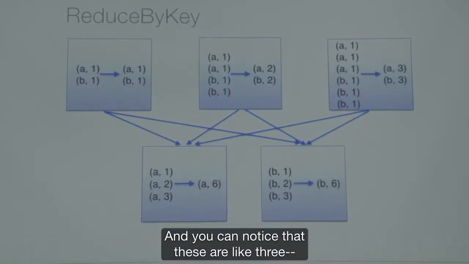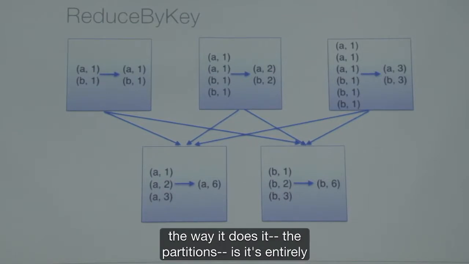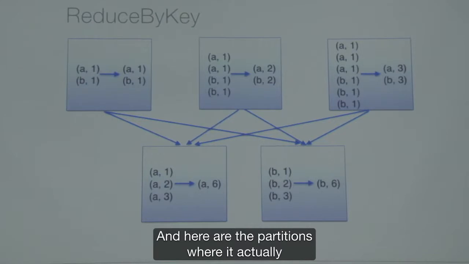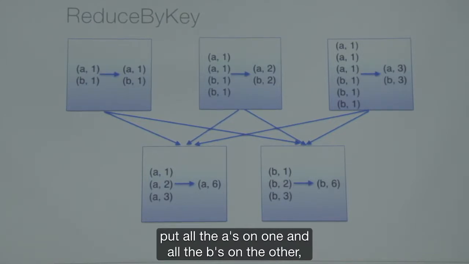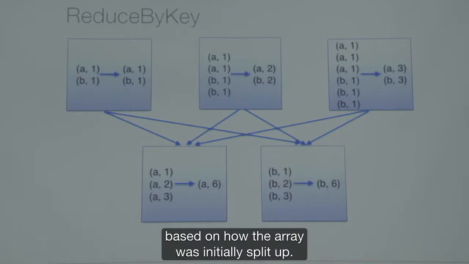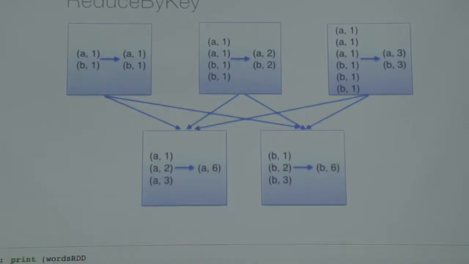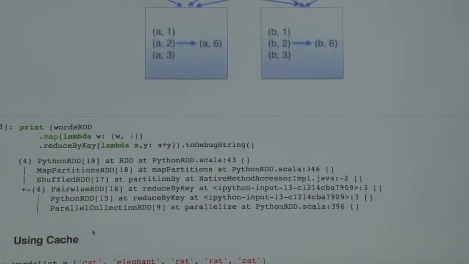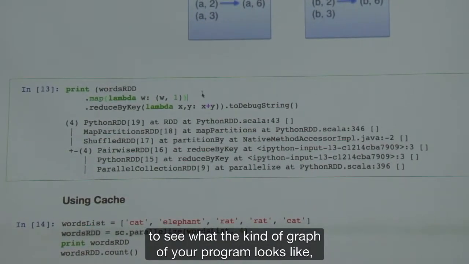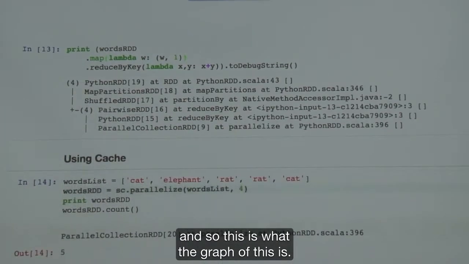And you can notice that these are like 3. The way it does the partitions, it's kind of entirely up to the framework to do it. And here are the partitions where it actually put all the A's on one and all the B's on the other. And over here, it had some kind of combination of things based on how the array was initially split up. Again, you can use toDebugString, by the way, to see what the graph of your program looks like. And so this is what the graph of this is.